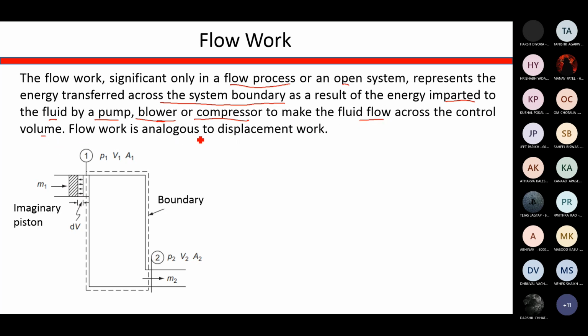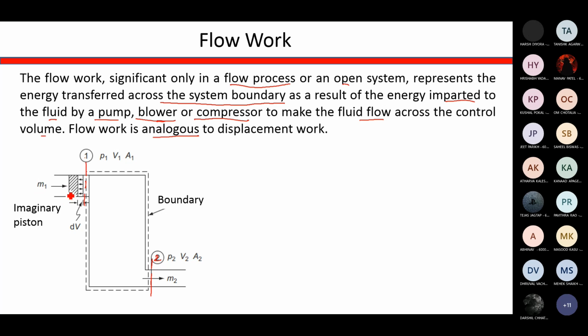Flow work is analogous to displacement work. Now look at the diagram on the left hand side. So we have this system, the system boundary shown by the dotted line, and there are two sections. So this is the inlet section, let us say section 1, and section 2 is the outlet section.